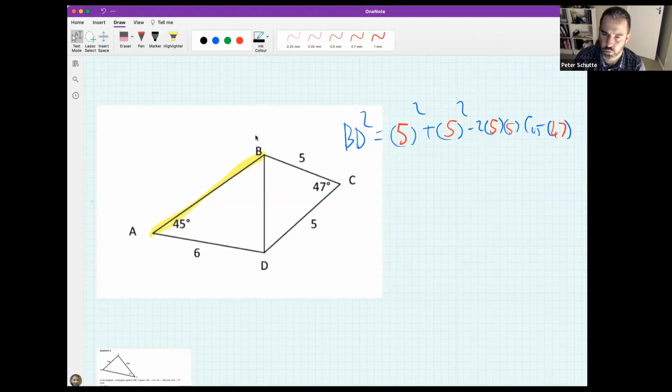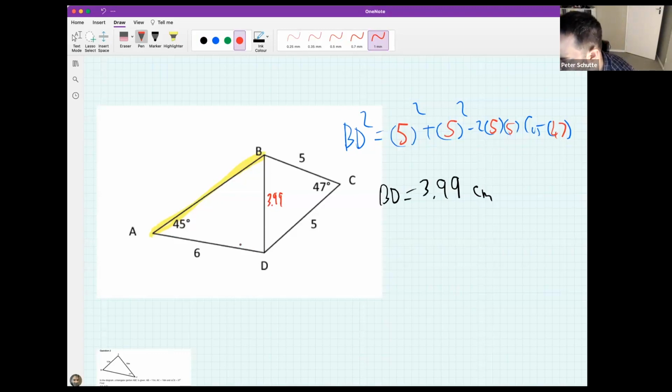So what did we get for the answer for this one? Plus 5 squared minus 2 times 5 times 5 times cos 47. And then we need to square root that, and we get 3.99. Let's call it centimeters. Okay, now we've got this bit over here.